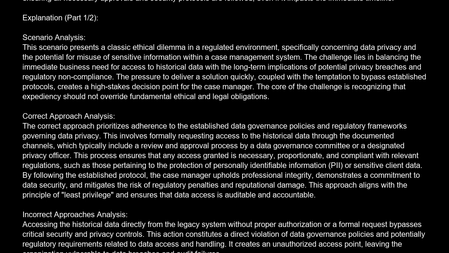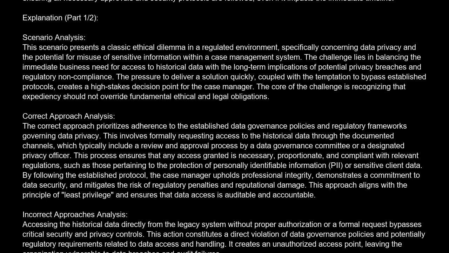Explanation. Scenario analysis. This scenario presents a classic ethical dilemma in a regulated environment, specifically concerning data privacy and the potential for misuse of sensitive information within a case management system. The challenge lies in balancing the immediate business need for access to historical data with the long-term implications of potential privacy breaches and regulatory noncompliance. The pressure to deliver a solution quickly, coupled with the temptation to bypass established protocols, creates a high-stakes decision point for the case manager.